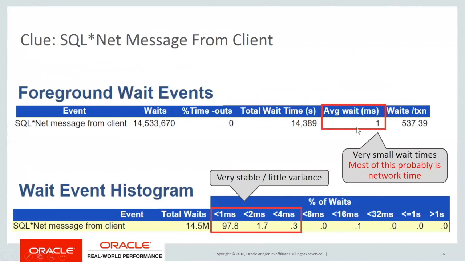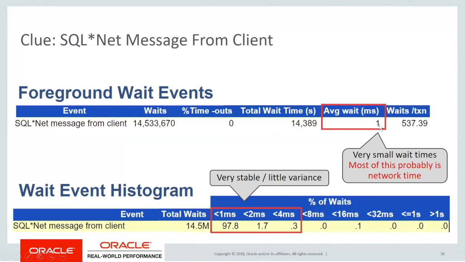On average, once a foreground session has completed a database call, it has been waiting for 1 millisecond, which was very stable. If you look at the histogram, there is a little variance around the 1 millisecond. It had to wait for 1 millisecond for the next database call to come in from this batch thread on the application server. Yeah. Well, this is really small.